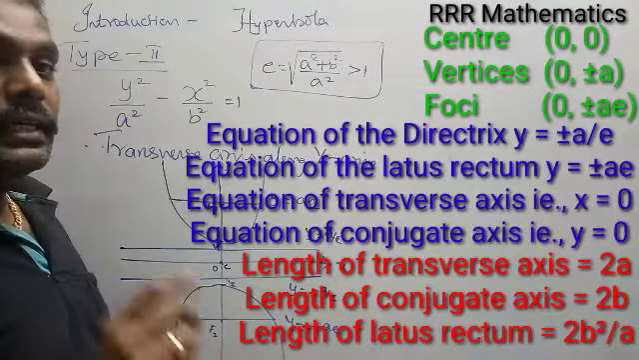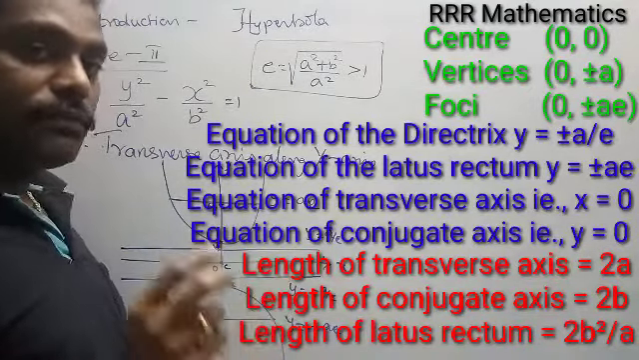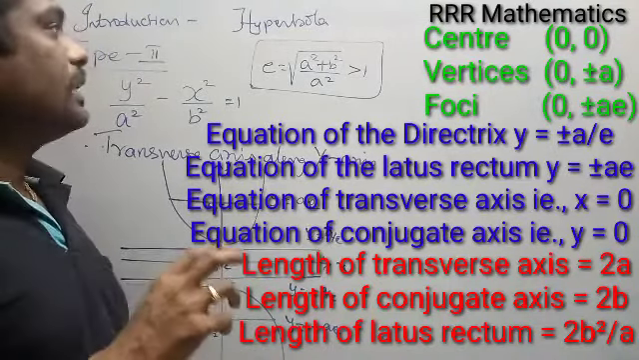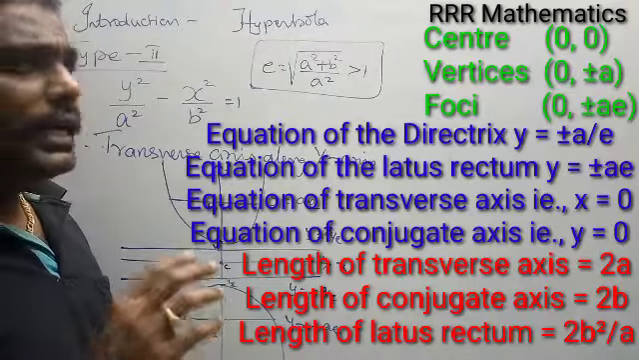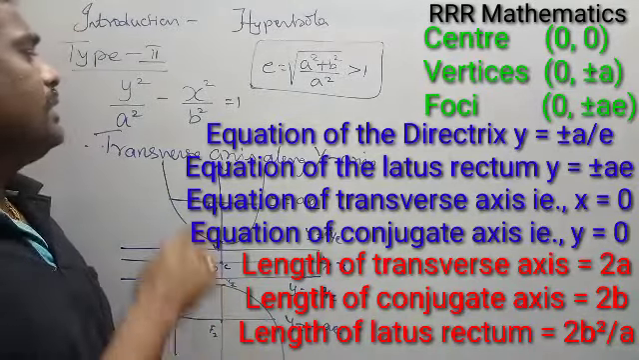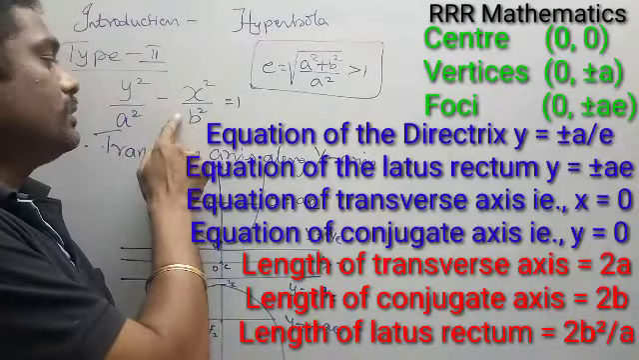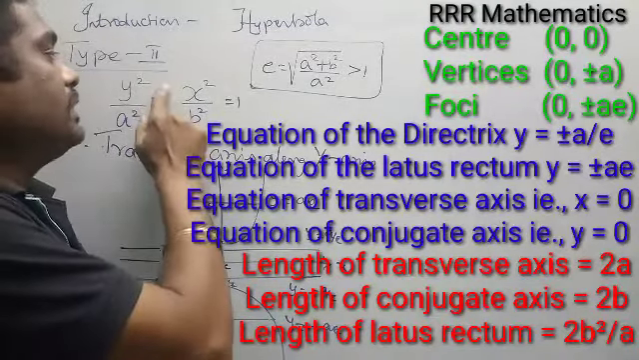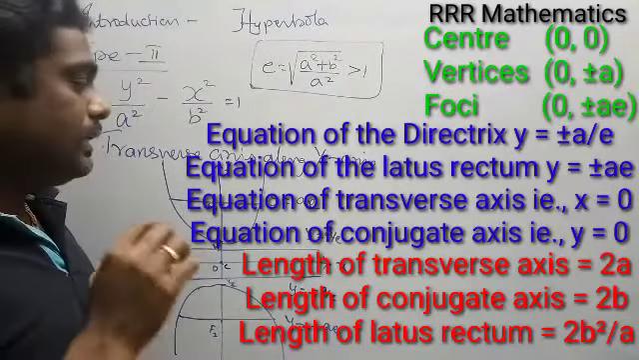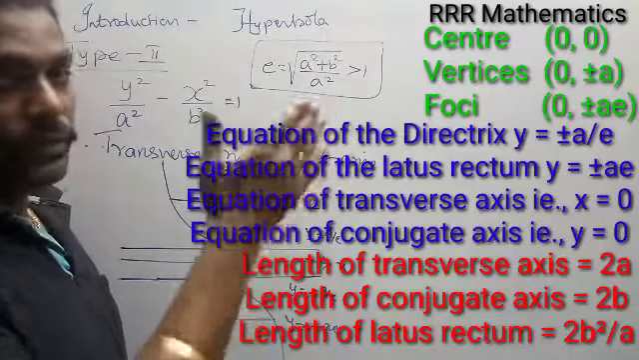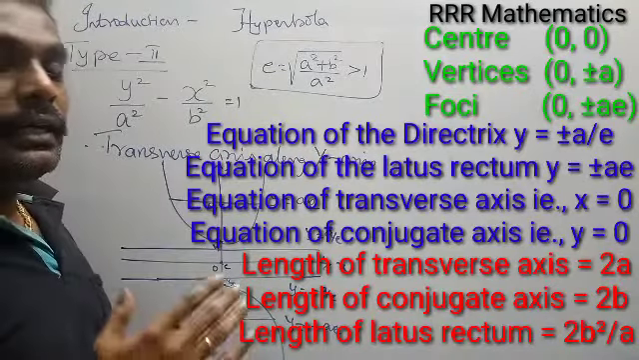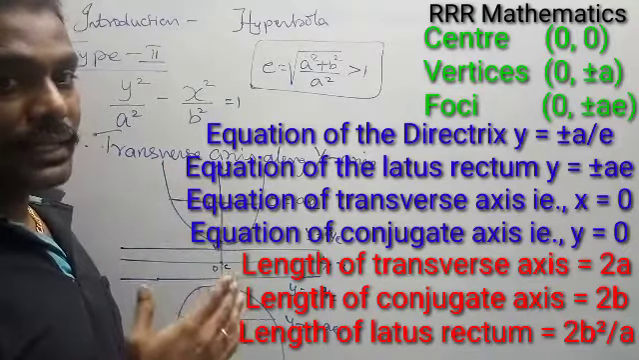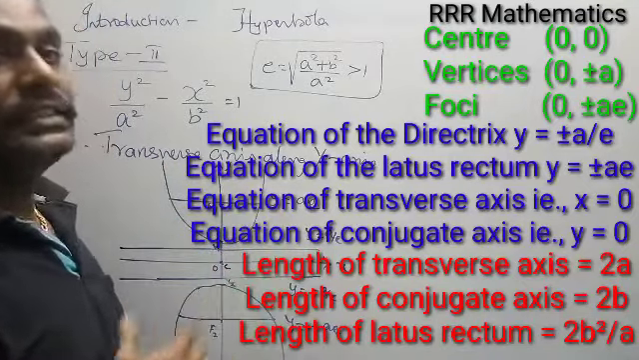Is it clear? In case of parabola, we have 4 types. In case of ellipse and hyperbola, we have 2 types. Almost ellipse and hyperbola have the same equations, mainly the sign in between these 2 terms. In general, if you have plus, it will be an ellipse. If you have minus, it will be a hyperbola. In case of ellipse also, we discuss center, foci, vertex, directrix, latus rectum, length of latus rectum. But there we may use the words length of major axis, minor axis. Here we use length of transverse axis and conjugate axis.